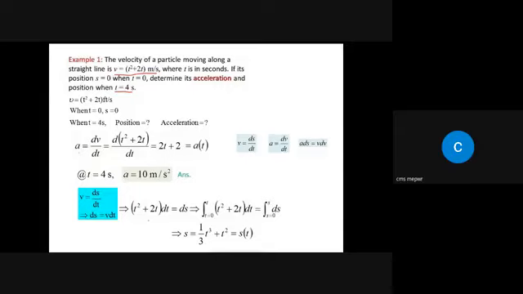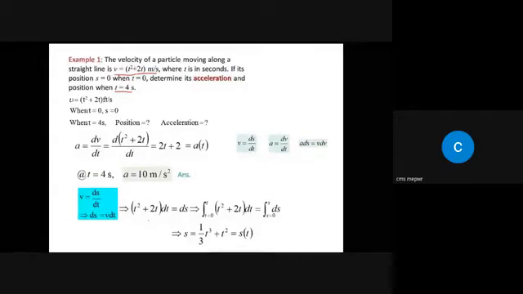So at time t is equal to 4 seconds, we can basically put t is equal to 4 seconds and we will come up with the answer. At this instant, when t is equal to 4 seconds, the acceleration that we got was basically 10 meter per second square.